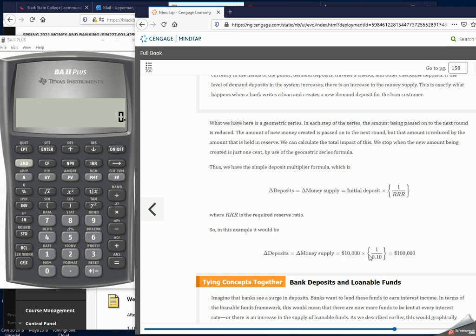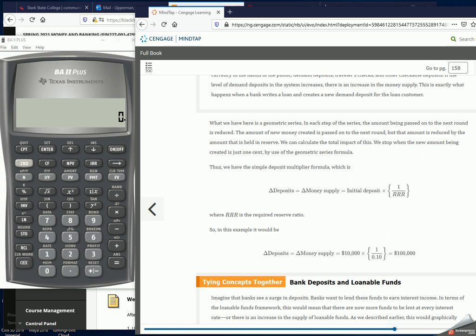So they need to keep 10% of that in the bank, but that leaves them $9,000 that they can loan out. That goes to another bank, and that bank has the $9,000. Then they have to keep 10% in, so they can in turn loan out $8,100, and it just keeps going and going like that.